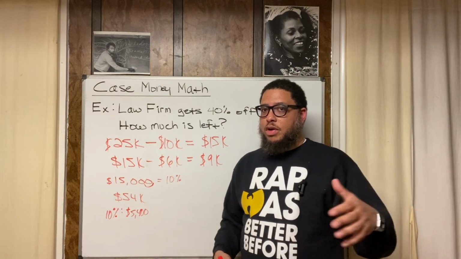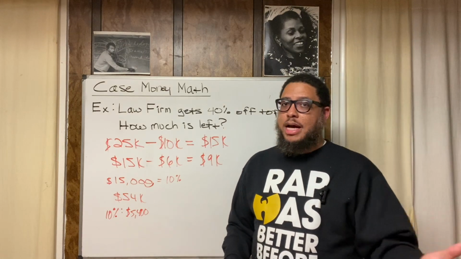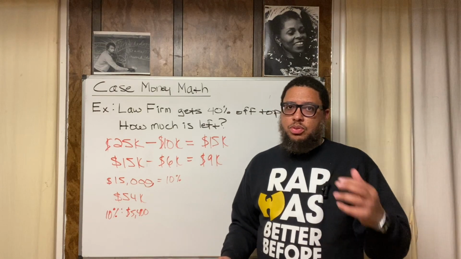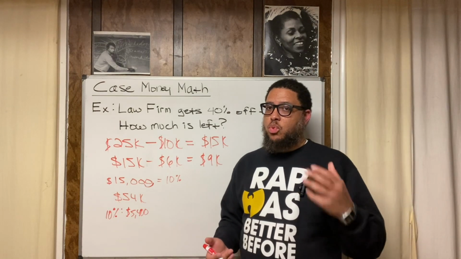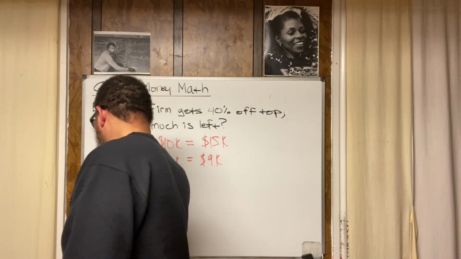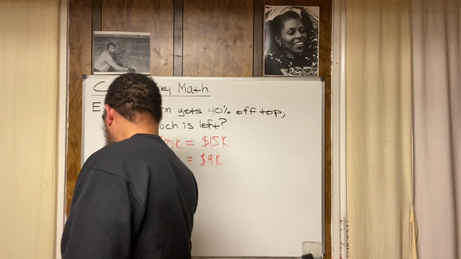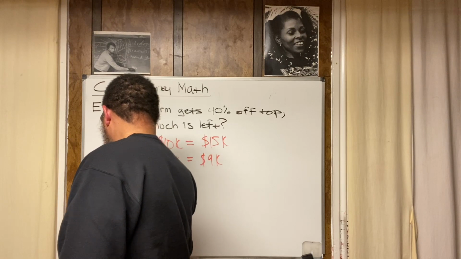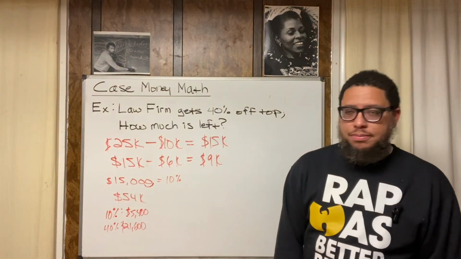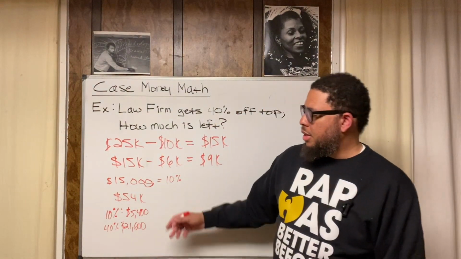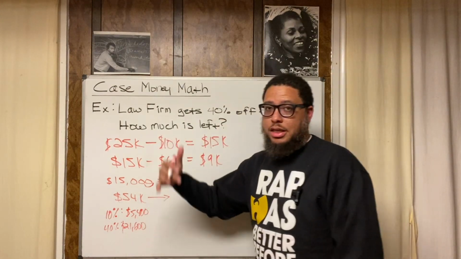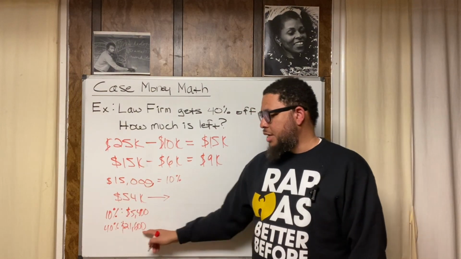So 5,400 can be broken up into 5,000 and 400. If I do 5,000 times 4, that's 20,000. If I do 400 times 4, that's 1,600. So 20,000 plus 1,600, that's 21,600. So 40% is going to be 21,600, right? That's your 40%. That's the attorney fees, 21,600. All right. So to figure out how much is left after the attorneys take theirs off the top, we need to subtract from the total.